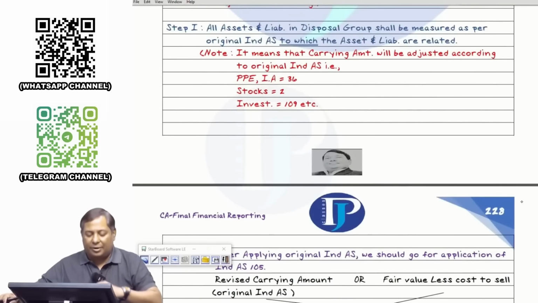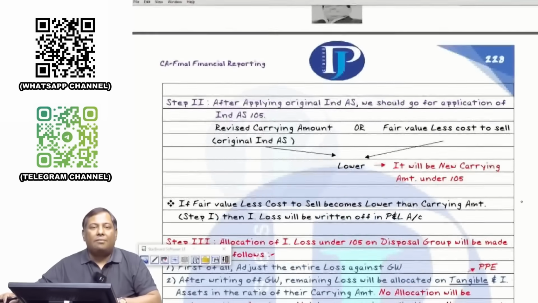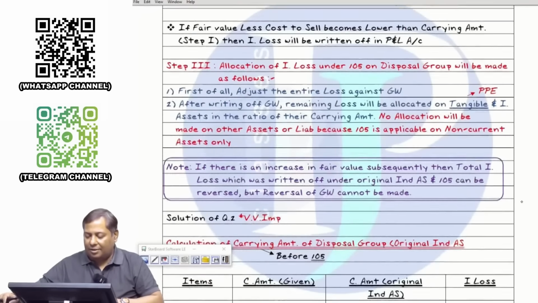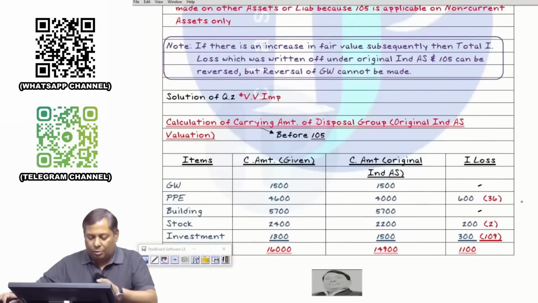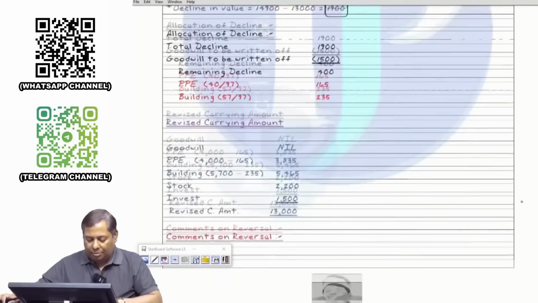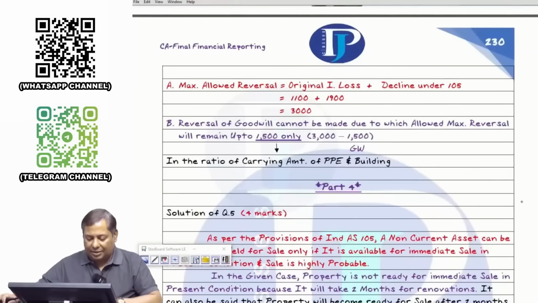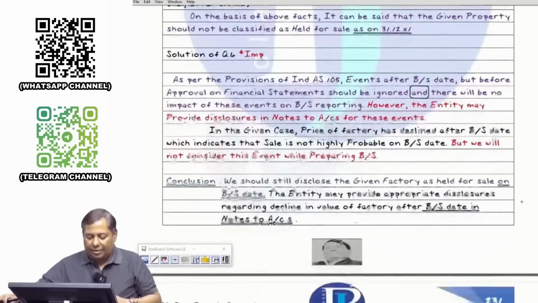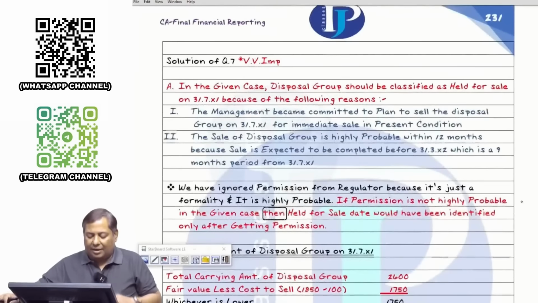The first step, calculate original valuation. The second step, find the loss of disposal group, then adjust in goodwill. Everything is there. That's question number 2. After question number 2, question number 5 was also taught to you in detail. Mark that one. Then discussed 6. Then discussed 7.